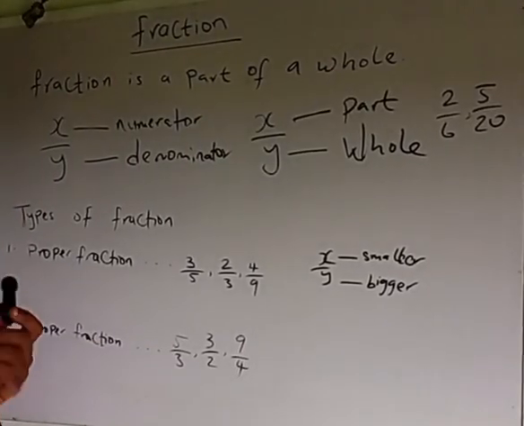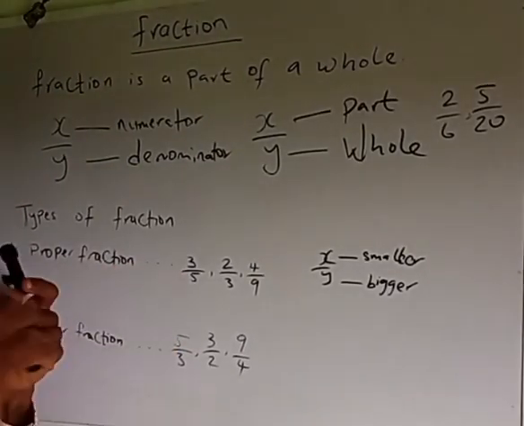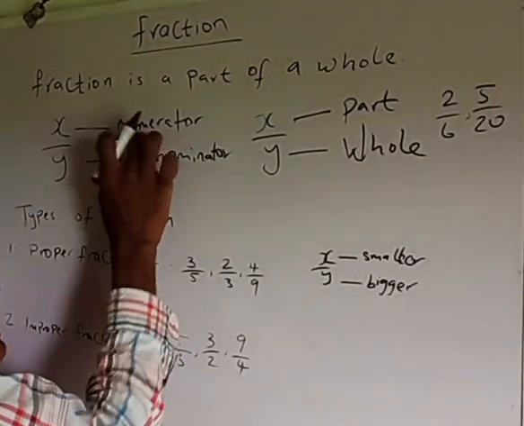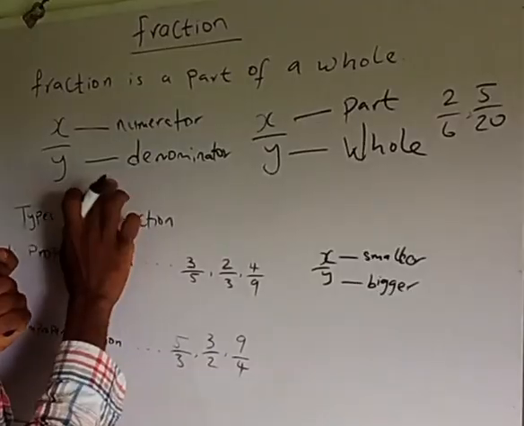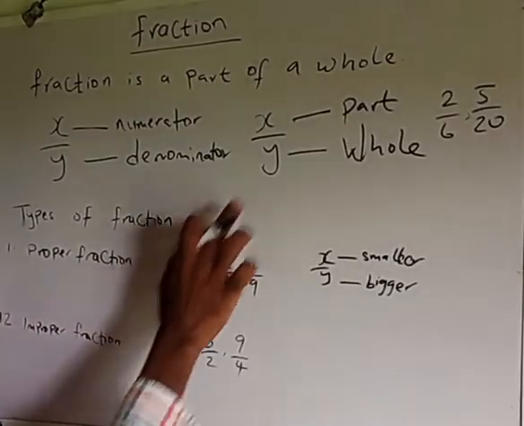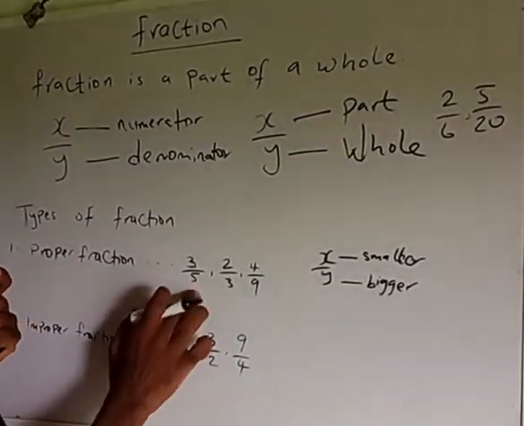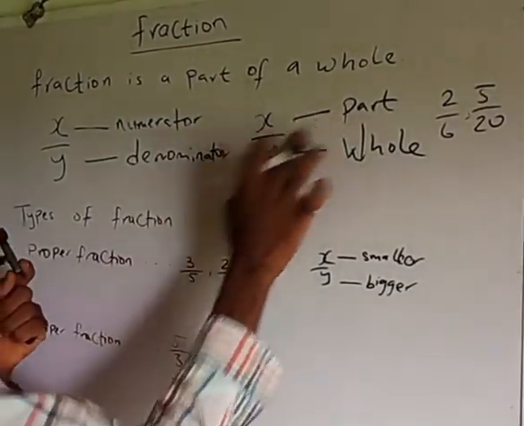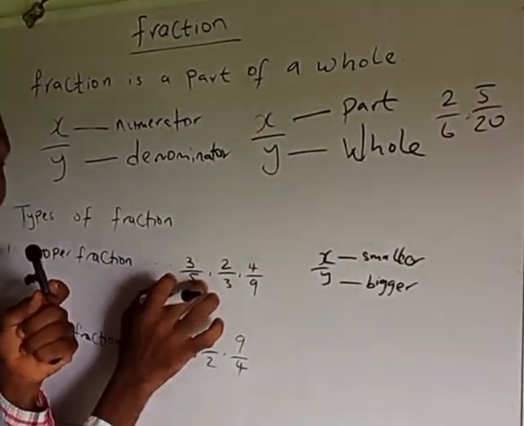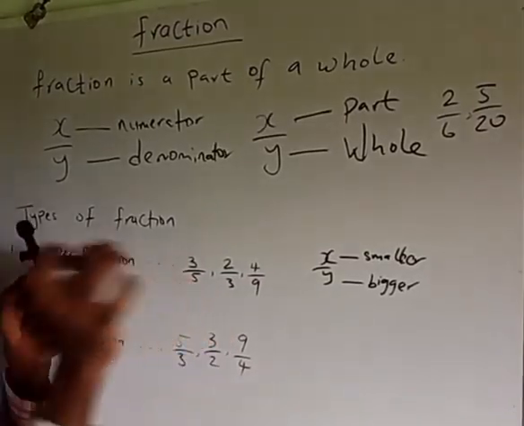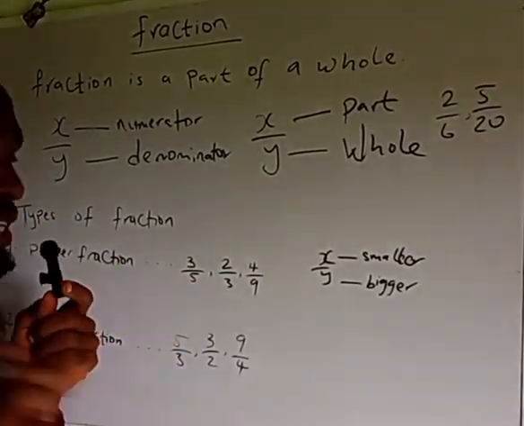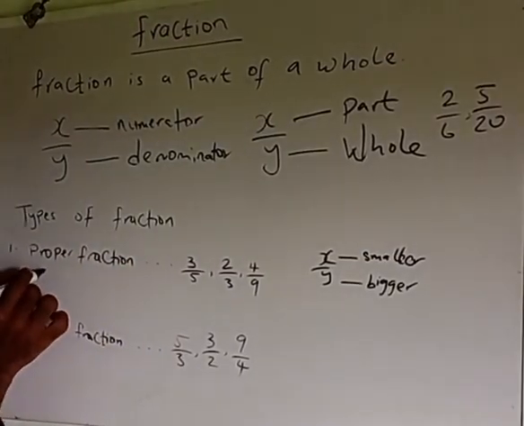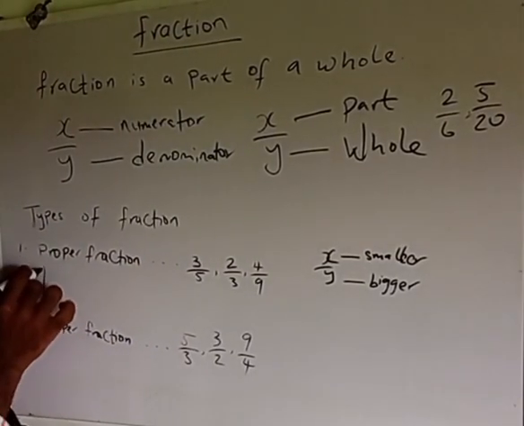Now, let me show you something. When we have 3 over 5, which is a proper fraction, we know that 3 is the numerator and 5 is the denominator. Also, we know that 3 is the part while 5 is the whole. That means in this class, there are 5 people or 5 things, and the part of the whole we are picking is what? 3. Now, let me use a diagram to illustrate for you. Let me say I have something like this.